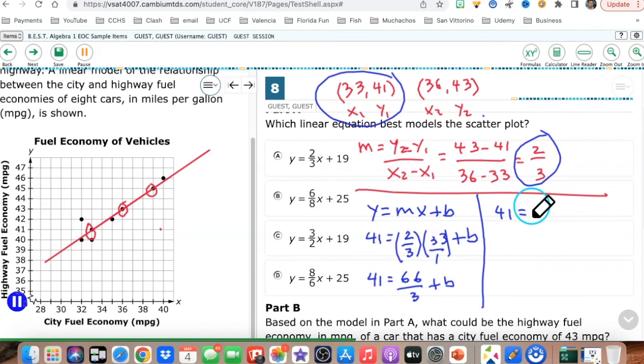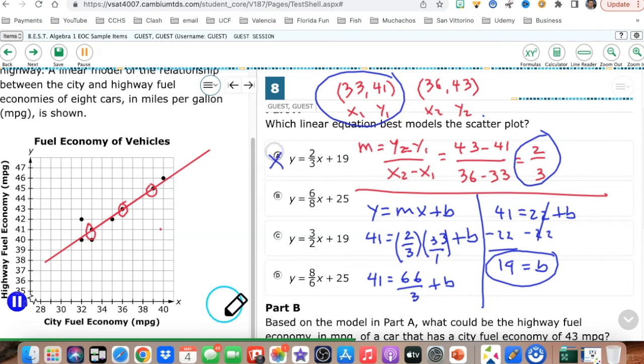66 divided by 3 is going to give me 22 plus b, and now minus 22 on both sides, and this is going to give me 19 equals b, which is my y-intercept. So now your equation is y equals mx plus b. Y equals m, which is 2/3 of x, plus 19. That's your answer. Be careful, they're trying to trick you over here when they flip the slope.